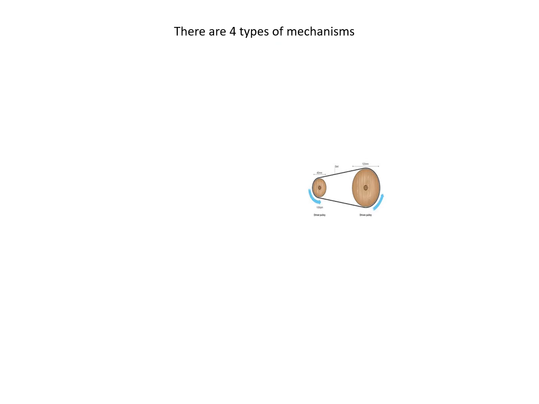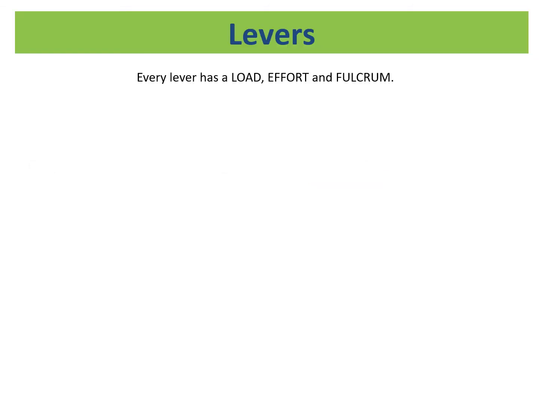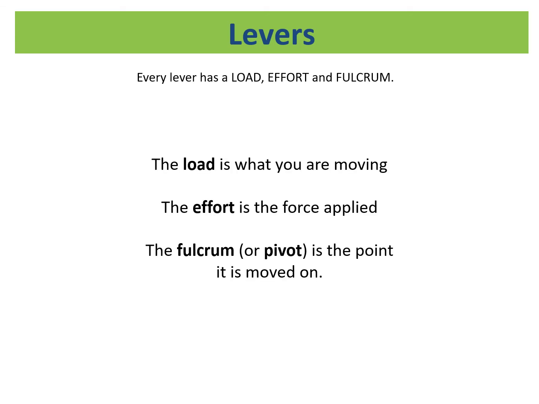There are 4 types of mechanisms. There are levers and linkages, like a seesaw, gears, pulleys, and cams. Going to start with lever. Every lever has a load, effort, and a fulcrum, or a pivot. The load is what you are moving, the effort is the force applied to move the load, and the fulcrum, or the pivot, is the point that it is moved on.